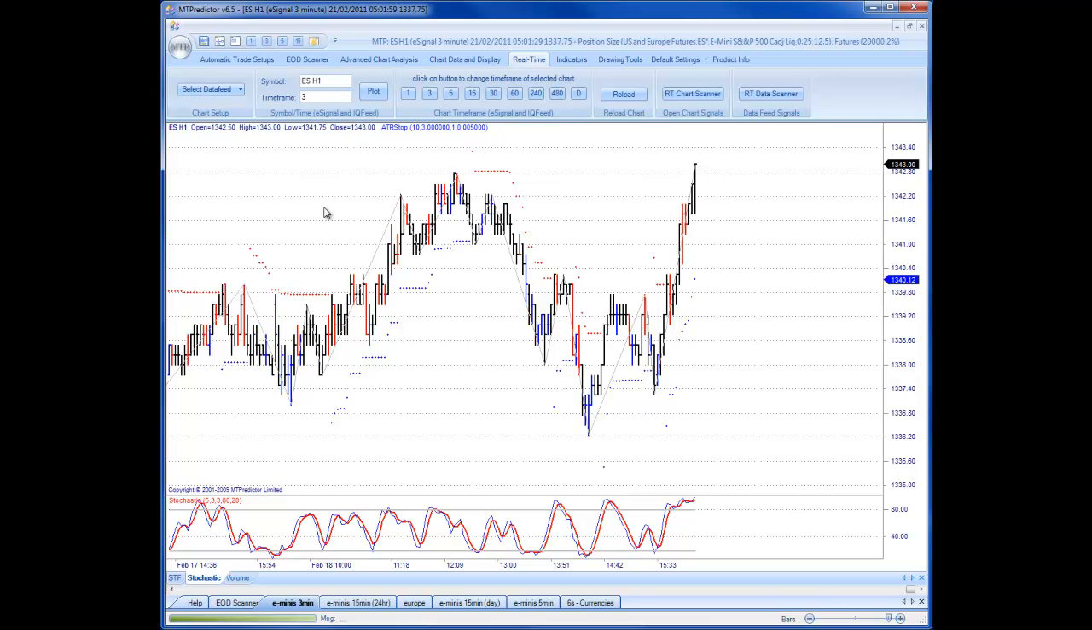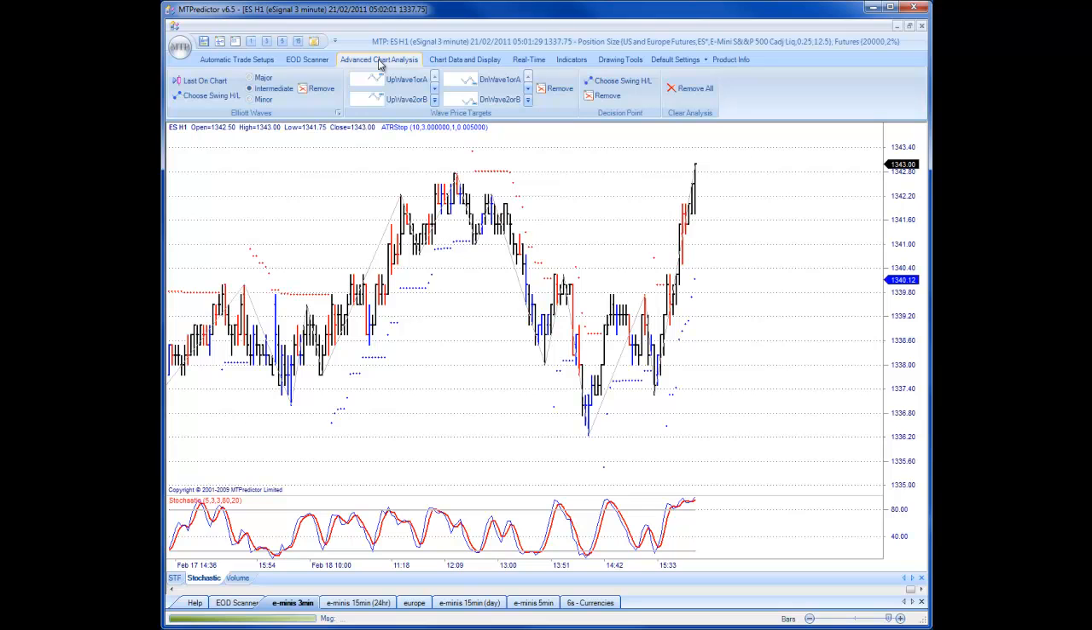However, in this video I'd like to show you the more advanced tools in the MTPredictor software. In particular, if we click on Advanced Chart Analysis, the Elliott Wave module, to show you how good the advanced tools in the software are and how you can uncover some great trades by using these tools. First and foremost, let's have a look at the rally going up into the high.